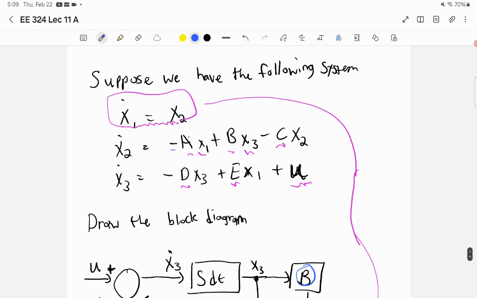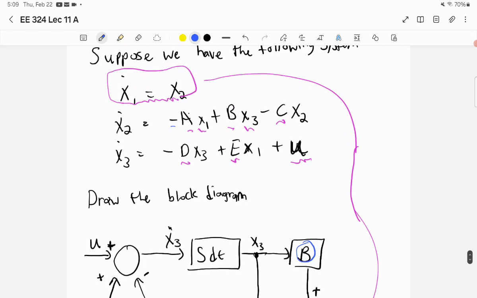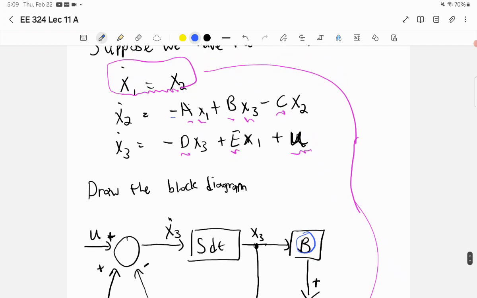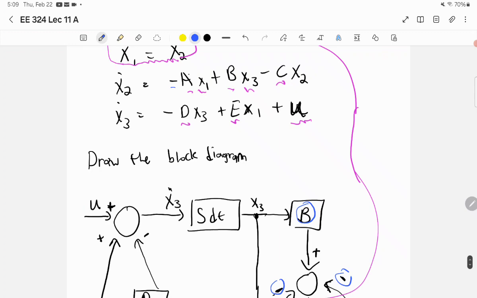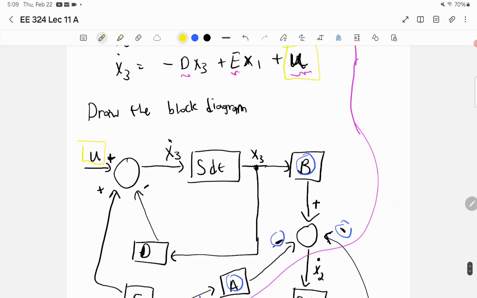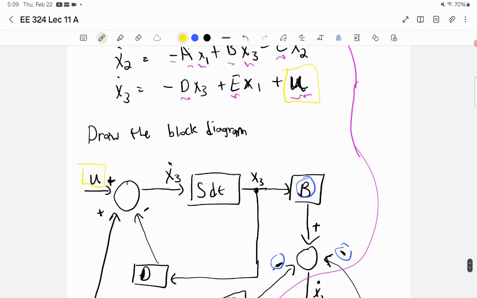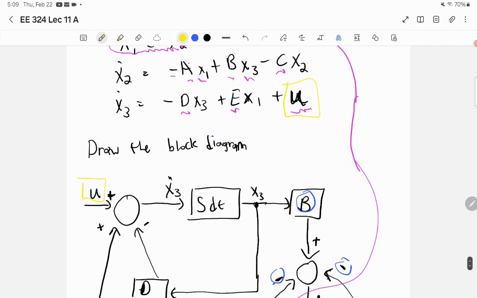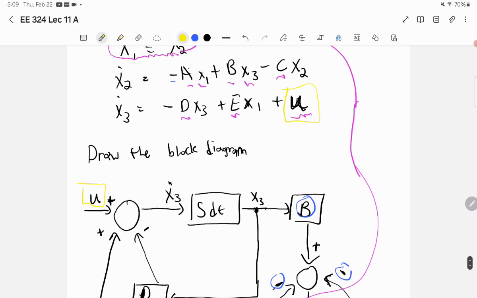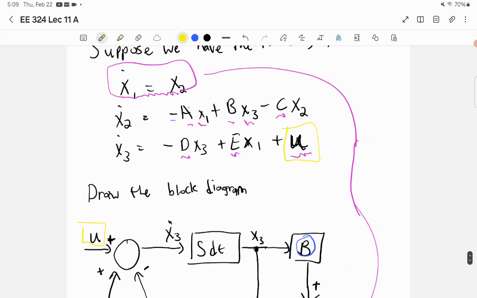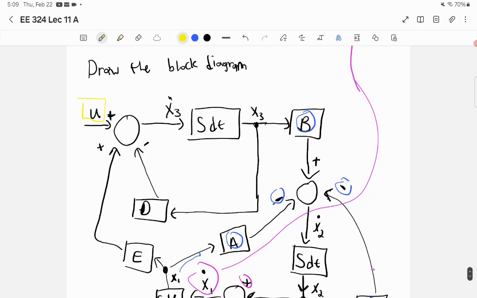So we've taken care of x1 dot and x2 dot. The final thing is we need x3 dot. And x3 dot should have a summer that has three things coming into it. U, as you can see here, U is coming in. And we also have D, and it should be a minus, right? And it is, coming from x3. And we have E, which should be a plus, and it's coming from x1.